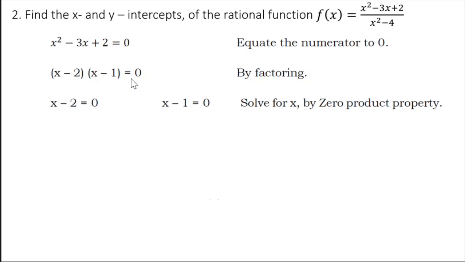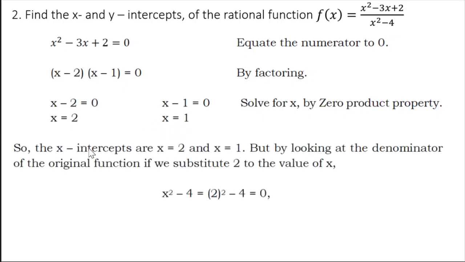Then to solve the value of your x, using the zero product property, each of the factors will equate to 0. So x minus 2 equals 0, then x minus 1 equals 0. Then we have two values of x: x is equal to 2 and x is equal to 1. So the x-intercepts are 2 and 1.